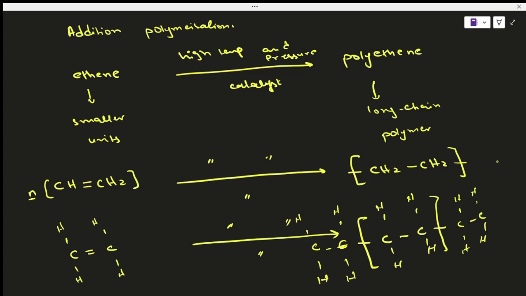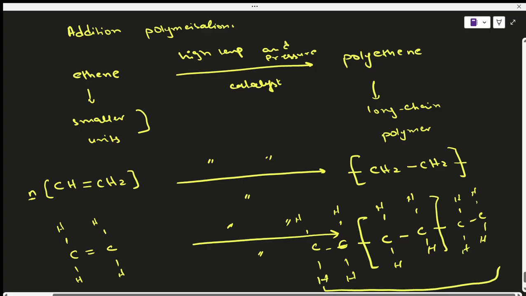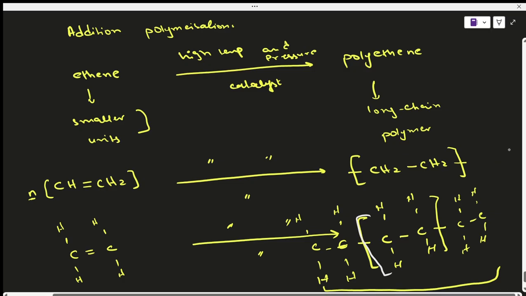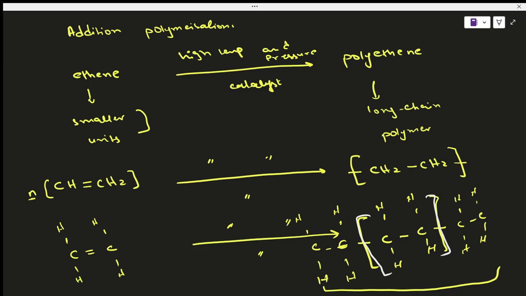Here you had one smaller unit, and when it undergoes addition polymerization, the double bond breaks, and all of these ethene molecules start combining with each other, having single bonds, and it forms a very long chain carbon molecule, a very long chain polymer. This is how the chain actually looks. Most of the time, they won't ask you to draw a chain. What they would ask you is to write two repeat units. From here to here, these are two repeat units for polyethene.